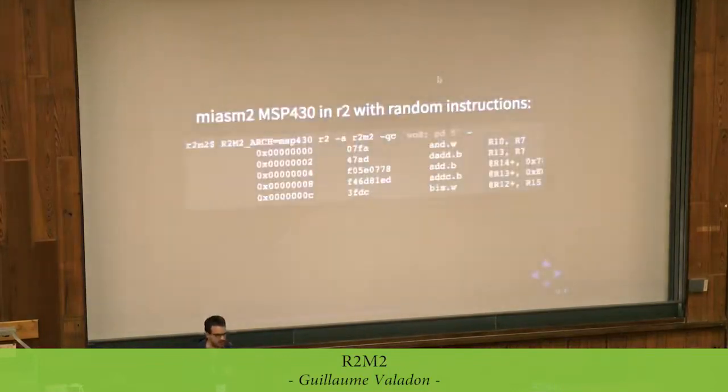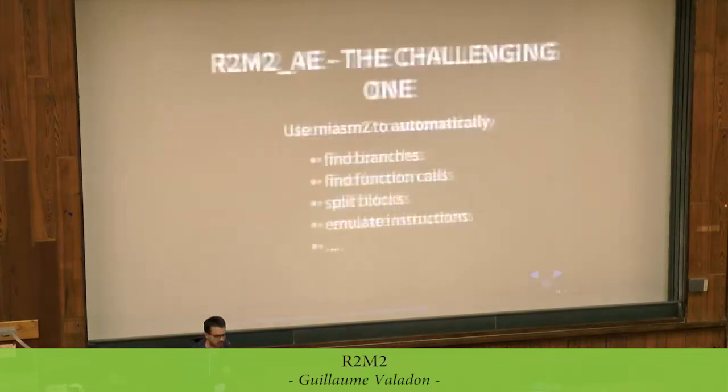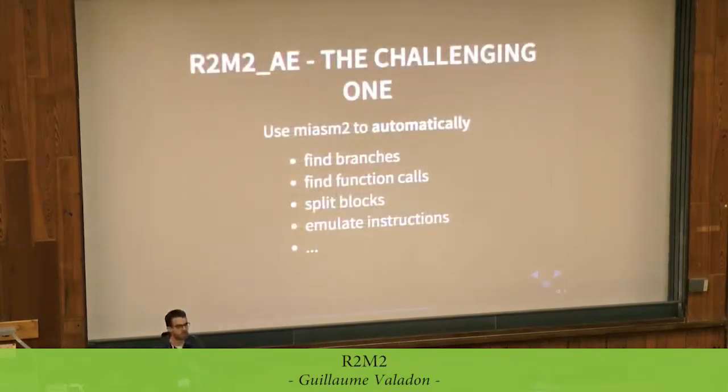That's a silly example. I'm using the MSP430 implementation in miasm on random instructions, disassembling five instructions here. A bit more complicated, with bin/ls on x86. That's nice, but here we have jumps. So far we are only doing assembly and disassembly, which is as useless as objdump. What we can do next is build the analysis and ESIL plugin.